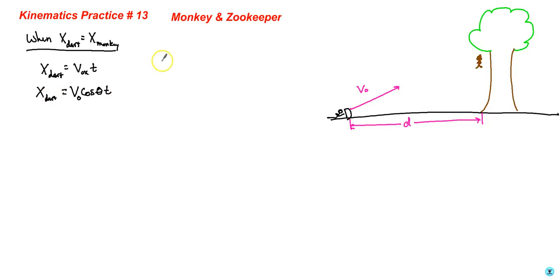Well, let's also look at the monkey. If we think about the monkey, he can only fall straight down. That's all he's doing. He's hanging from a tree and then he lets go. He can only fall straight down. In that case, our X position is always going to be D. No matter what period of time, the X distance away, the horizontal distance away from the hunter or the zookeeper, is always going to be that D position.